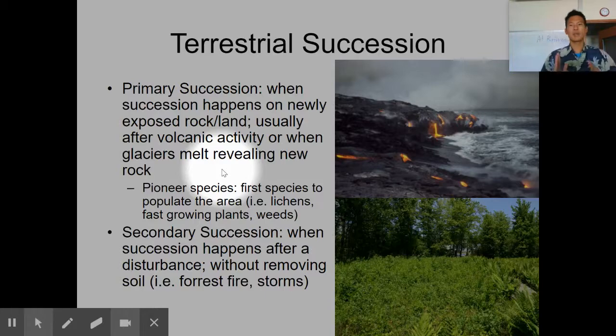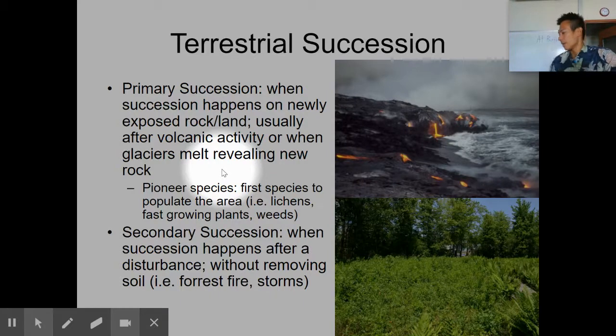On land, there's what's called primary succession and secondary succession. Primary succession happens when there is fresh land. There are zero signs of life there. All it is is just land, abiotic earth. Now, over time, it will get colonized.